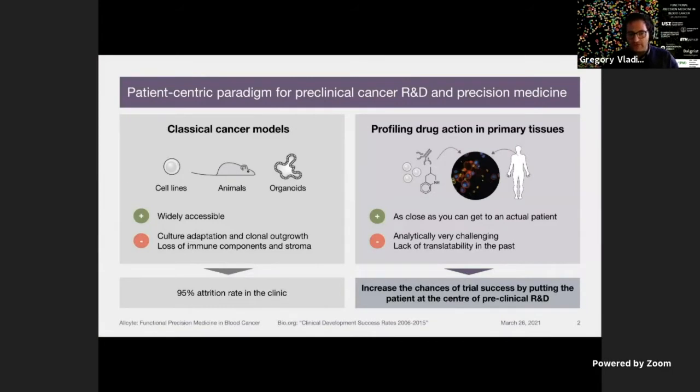So we believe that there is a patient-centric paradigm for preclinical research and development that will lead us to a better understanding of functional precision medicine. Cancer models are widely accessible and have been the discovery engine of therapies we currently have: cell lines, animals, and organoids, but we end up with a 95% attrition rate in the clinic of drugs that ended up there. Whereas I think we all believe that a more translatable model, primary tissue in this case, is really as close as we can get to patient material, to a more relevant model system, and thus increasing the chance of trial success by putting the patient at the center of the preclinical research and development idea.